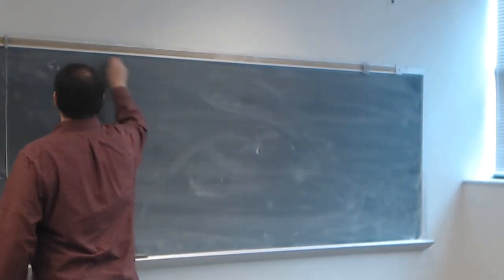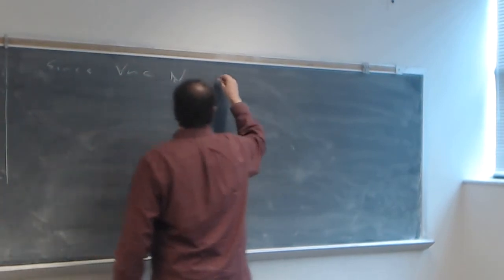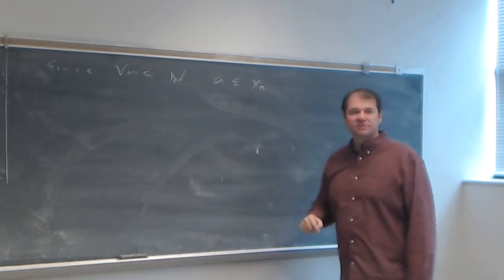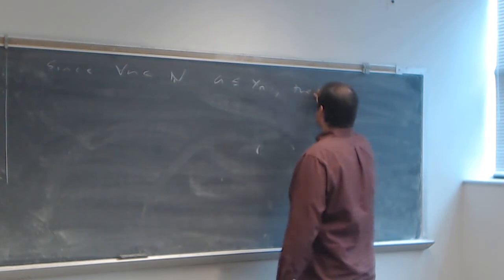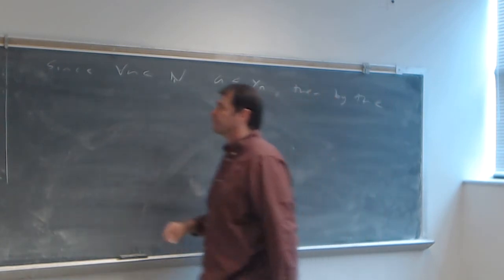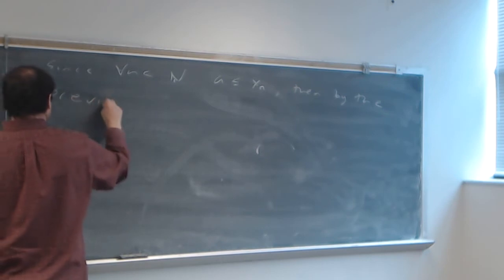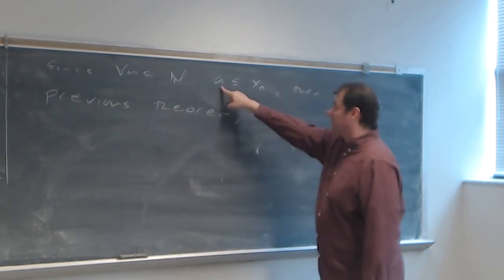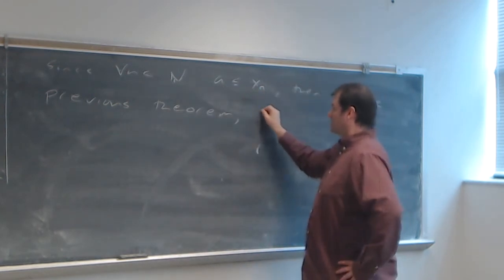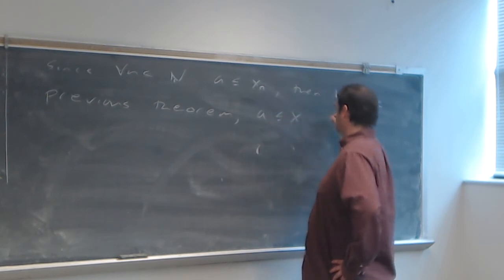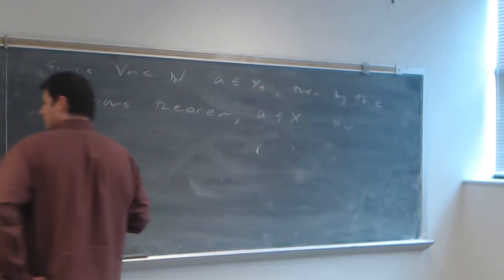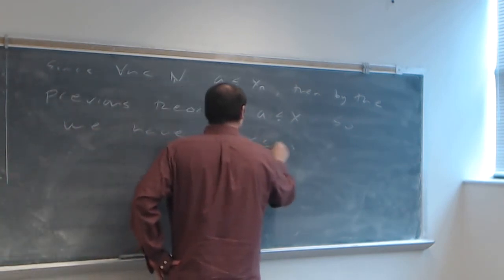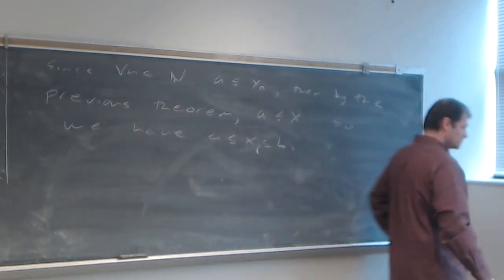Since for all n an element of the natural numbers, a is less than or equal to x of n, and each one of these is a convergent sequence, then by the previous theorem, whatever this converges to is less than or equal to whatever this converges to. So we have a is less than or equal to x. Combining these two inequalities, we have a is less than or equal to x, which is less than or equal to b. That concludes that.